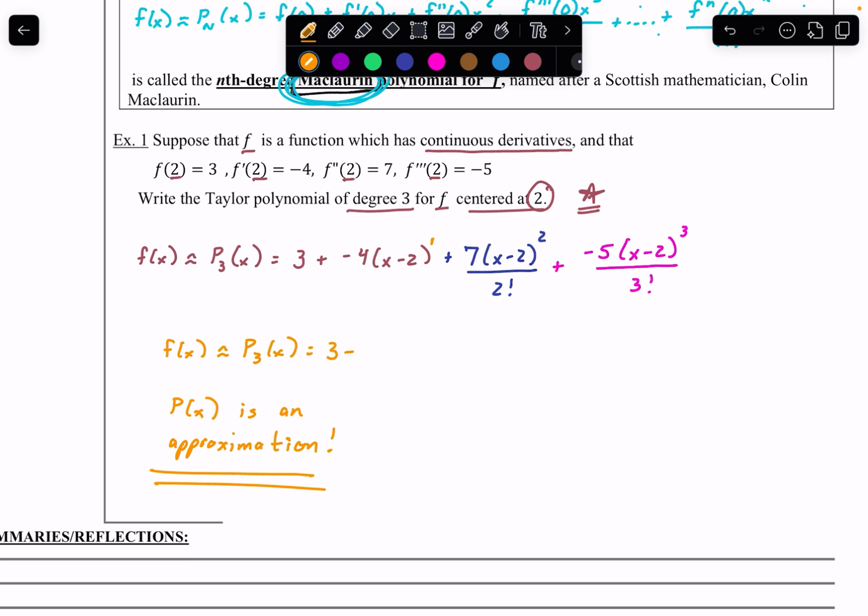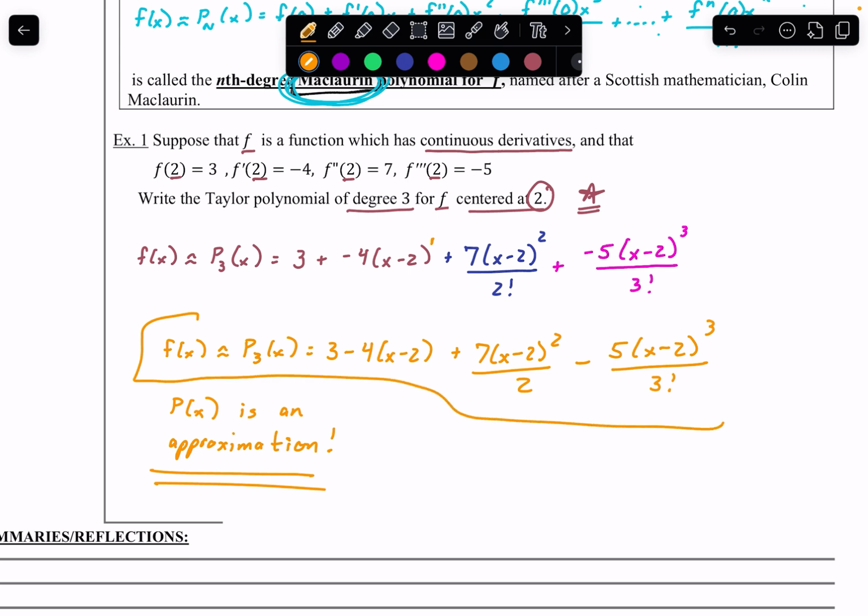So it'd be 3 minus 4, x minus 2. You can do 7/2, but there's no need to get rid of the factorial. You can if you want to, but reducing is not necessary. Again, you can make this 3 factorial a 6, but it's not required for accuracy, right? You don't have to simplify at this step.